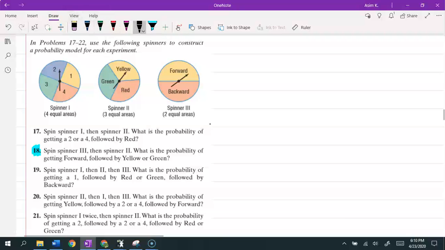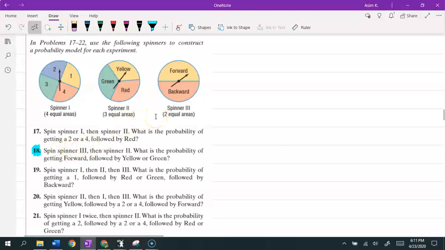First off, it says use the following spinners to construct a probability model for each experiment. These can take a little bit of time, right? So let's go ahead and read one of these. It says spin spinner 3, then spinner 2. So here's spinner 3. That's like a tongue twister right there.